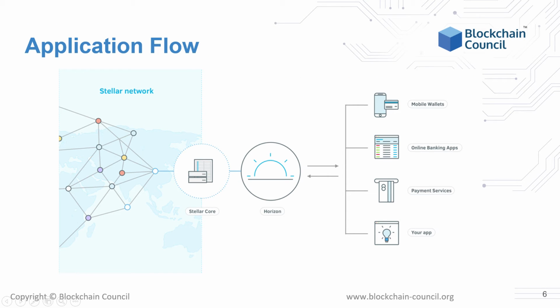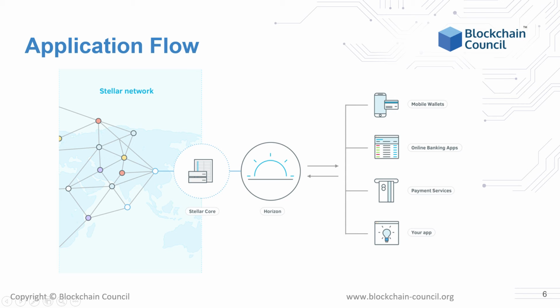The diagram in the slide shows the whole application flow of Stellar. You can see the Stellar Network in the diagram, which is the collection of Stellar cores. Mobile wallets and other apps are interacting with Stellar Core via Horizon, which is a RESTful API, and a group of Stellar Core forming the Stellar Network.